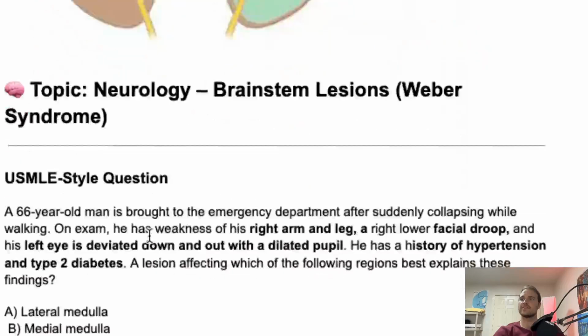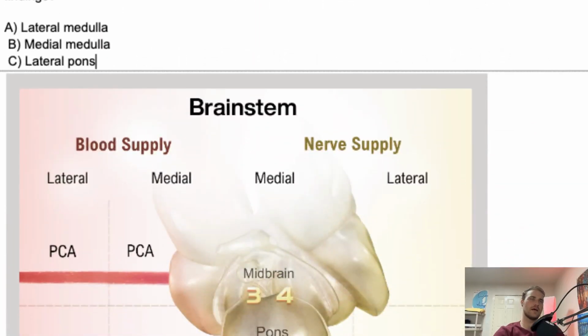Let's look at the other answers and why they're incorrect. So we have our lateral medulla, that's Wallenberg. Lateral is Wallenberg. I like it because it's LL to Wallenberg. This has no cranial nerve 3 involvement. You'd see hoarseness, dysphagia, trouble swallowing, and Horner syndrome, and also ataxia.